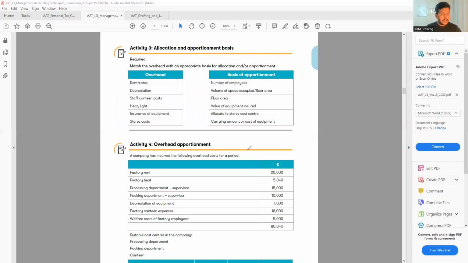Can you explain why you use the volume of space for heat and light? Basically, they give us one option for each. That's why we take it. Normally, if you don't have this one, space occupied or the floor area, you see this one, they give both. Even if you choose the floor area, it will be correct, but obviously they give both. So you need to just choose one. That's why I took it.